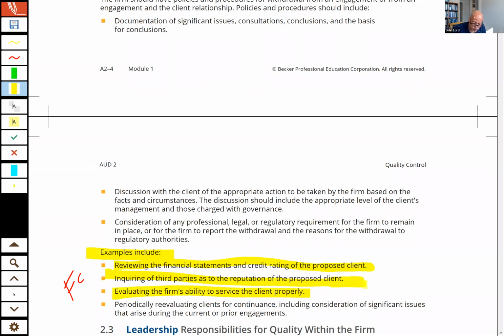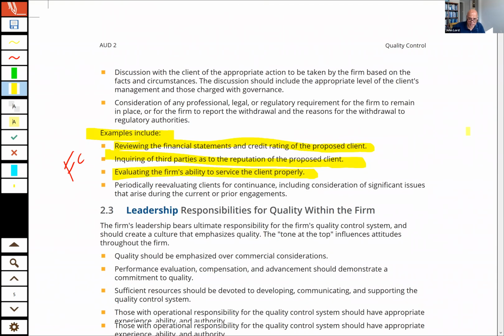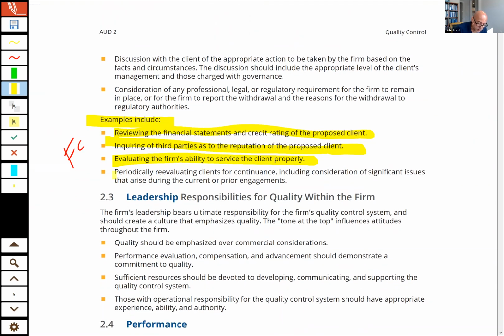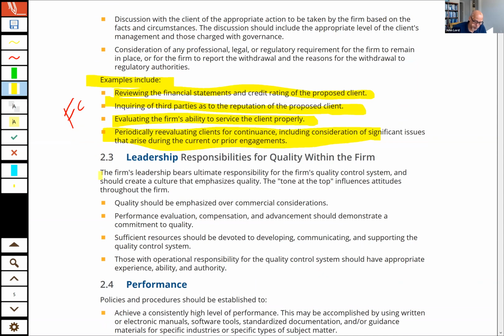Evaluate the firm's ability to properly service the client. Do I have the technical knowledge? Do I have the staffing levels to be able to complete this audit successfully? And then periodically reevaluate clients for continuance. Again, just because a client was good for acceptance a couple of years ago doesn't mean that they're still good for continuance today. And so you would probably do this kind of thing annually. Again, you can kind of see we have the objectives. Best thing is to flashcard the activities that'll help achieve those objectives.